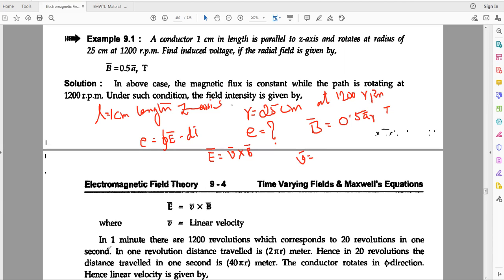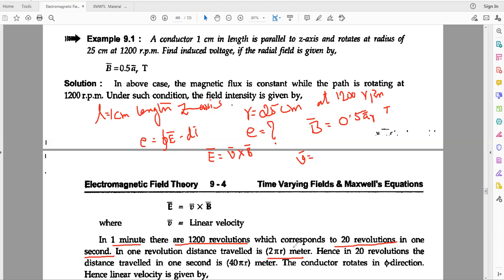RPM. In 1 minute there are 1200 revolutions, which corresponds to 20 revolutions in 1 second. So we can convert the minutes into seconds. 1 revolution distance traveled is 2 pi r meters. Given the revolutions per minute, there are 1200 revolutions in 1 minute, and in 1 second, 20 revolutions.